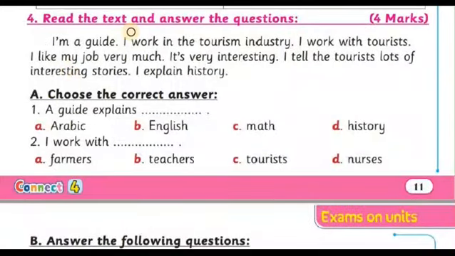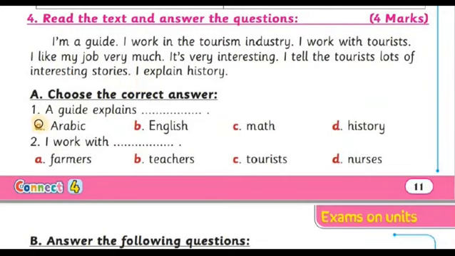Number 4. Read the text and answer the question. I am a guide. I work in the tourism industry. I work with tourists. I like my job very much. It's very interesting. I tell the tourists lots of interesting stories. I explain history.